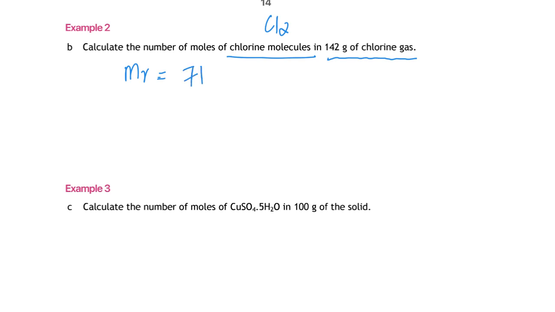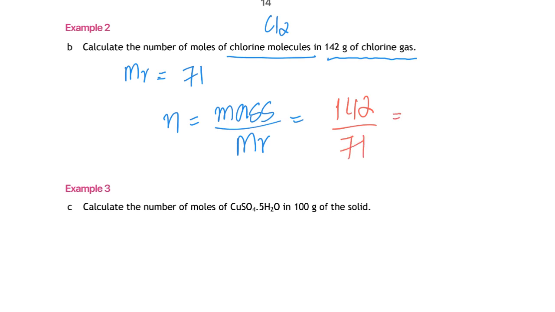ठीक है? MR पता चल गया? Now it's the easy bit where you just go moles is equal to mass over MR. And that is equal to 142 and the MR is 71. And I think that comes out to 2 moles of chlorine gas or molecules. ठीक है? Let's continue. Let me turn on my pen. Let me zoom if I can. I cannot. Give me a second.